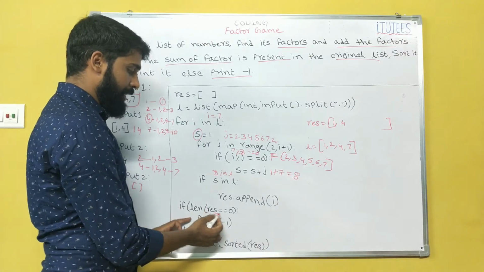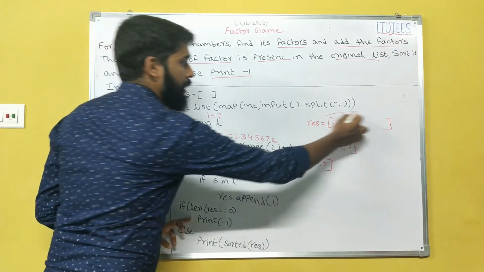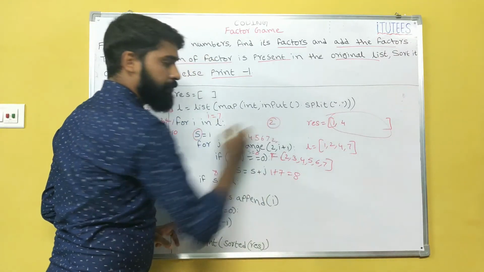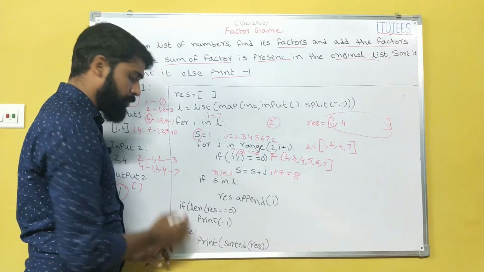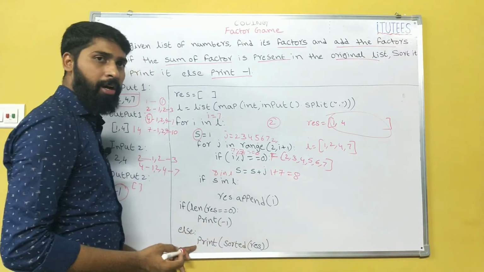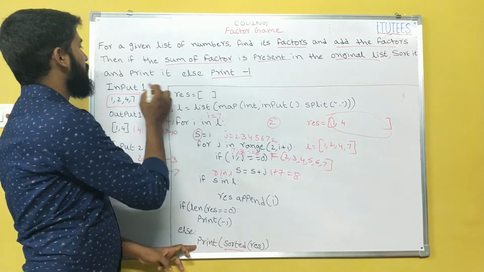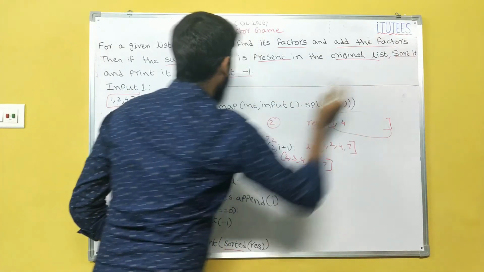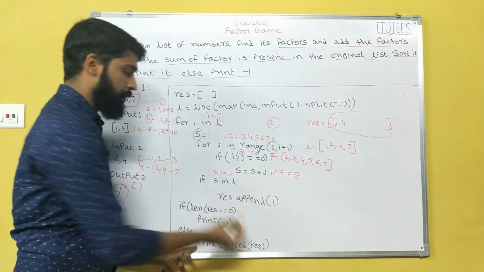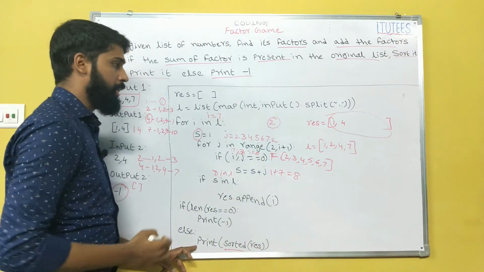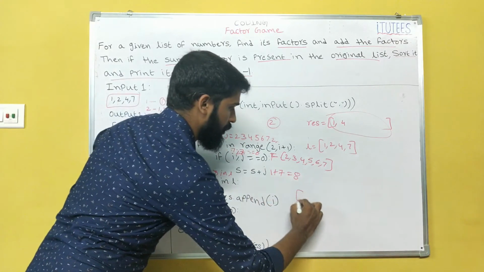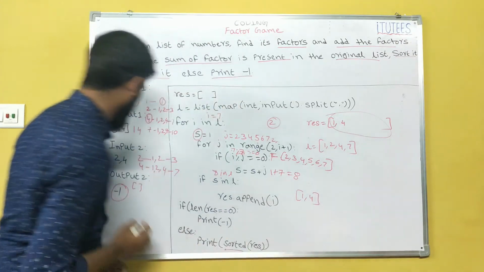If length of RES equals 0, what is the length here? Here the length is 2. So it is false. We go to here. Print sorted of RES. Why are we sorting? Because they are asking to sort it and print it. So before printing we sort the list. So the output is 1, 4. So this is the output.